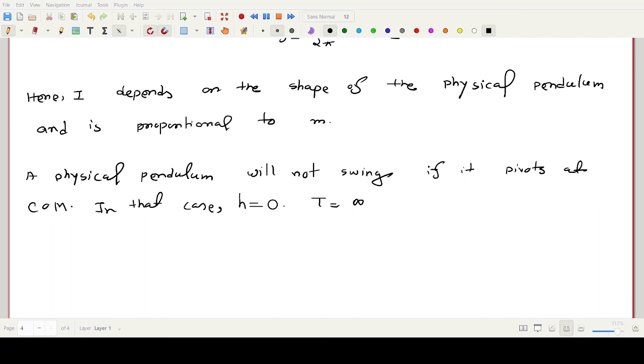I think it's possible. Would it change anything in our calculation? I have to check. But I think it's possible. If it's a periodic motion, it's definitely possible. But I have to check what changes we will have to bring in our calculation for that.